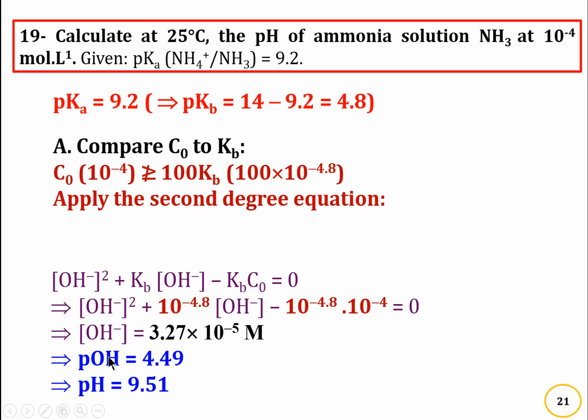pOH equals minus log [OH-] in the solution. So pOH equals 4.49. pOH plus pH equals 14. We find the value of pH equals 14 minus 4.49. So equal 9.51.